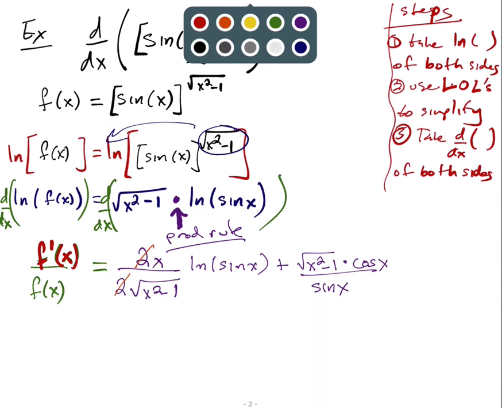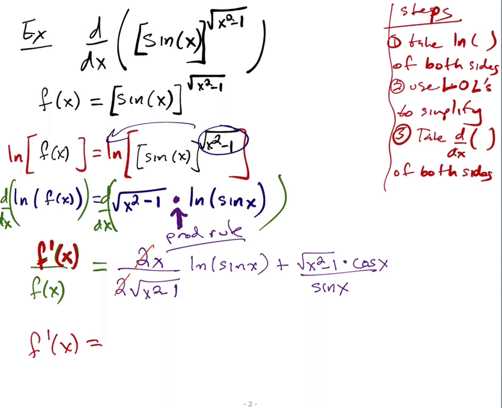Okay, so then last thing is just solve for f prime of x. So f prime of x is equal to everything I had before. So I'm just going to rewrite this: x ln of sine x over square root of x squared minus 1 plus, just for fun, although you don't have to, what's cosine x over sine x? Cotangent of x.